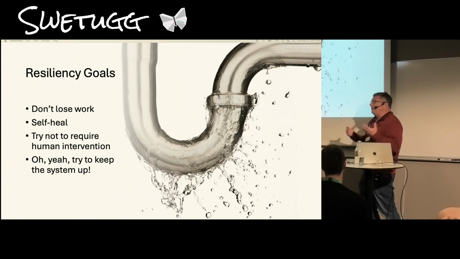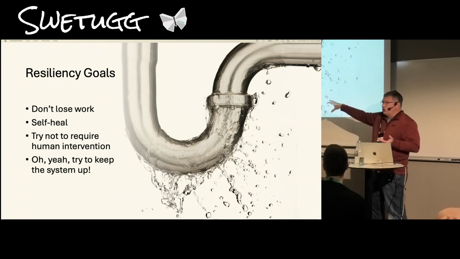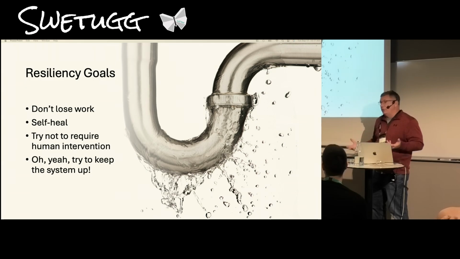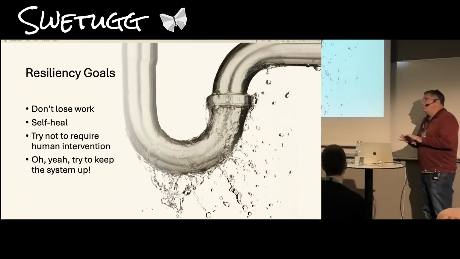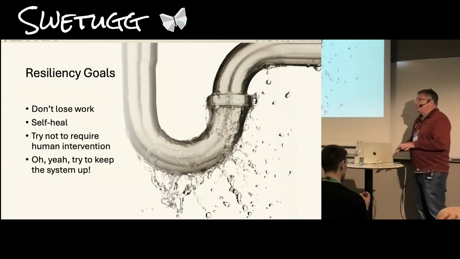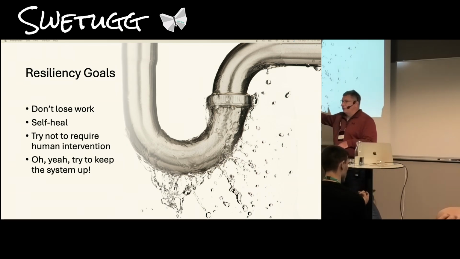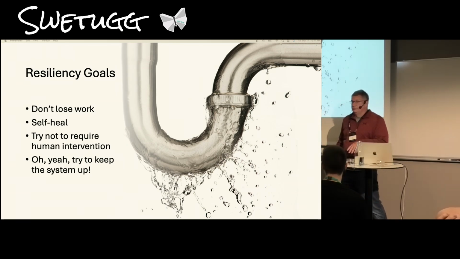In the end, what I think you want is a system that as much as possible can self-heal in the face of network problems, whatever it's going to be. As much as possible, we want to try to not require human intervention to get a system back up and flowing. So we'll talk a lot when we get into dead letter queue of when things shouldn't go to a dead letter queue. But the point is, as much as possible, the system should just work. And of course, try to keep the system up.